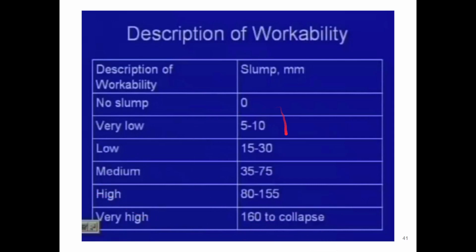So generally, ideally, we design for medium slump and medium workability, apart from some special cases. There we may go for higher or lower, but otherwise we mainly consider medium. That is 35 to 75 mm slump concrete we basically design for.